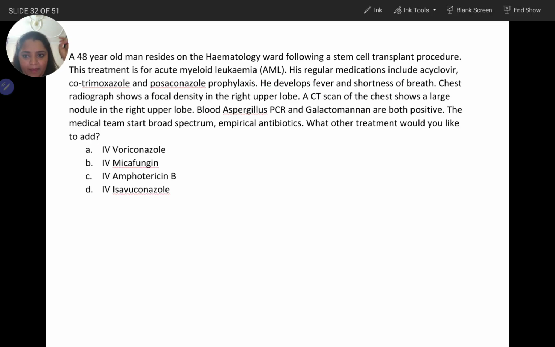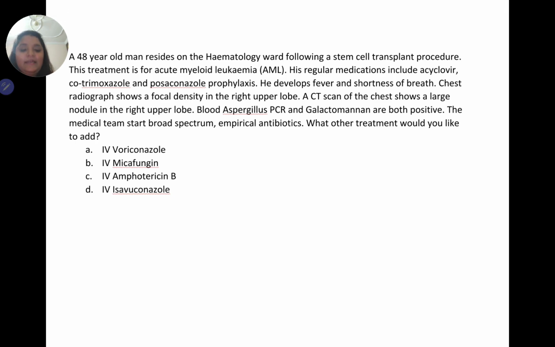Next, a 48-year-old man resides in a hematology ward following a stem cell transplant procedure. This treatment is for AML. His regular medication includes acyclovir, cotrimoxazole and posaconazole prophylaxis. He develops fever and shortness of breath. Chest radiograph shows focal density in the right upper lobe. The CT scan of the chest shows a large nodule in the right upper lobe, and blood Aspergillus PCR and galactomannan are both positive. The medical team has started him on broad spectrum empirical antibiotic. What other treatment would you like to add?